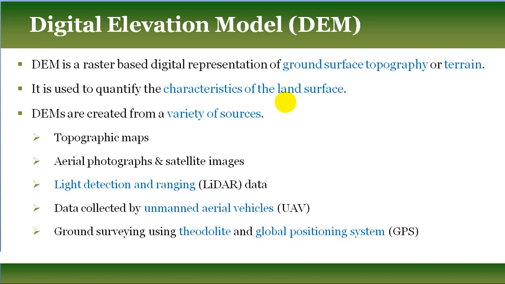And the final one is ground survey, field survey, using survey instruments like theodolite, or survey instruments like GPS. Which type of data can you collect? You can collect elevation data directly from the ground, and those collected elevation data you can use for preparation of a DEM. So in GIS, this is a very useful raster data which represents a topographic surface or terrain.